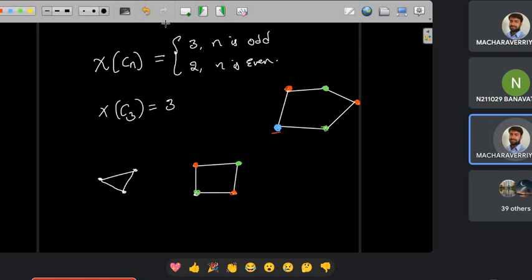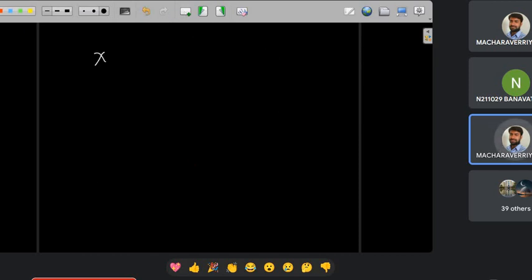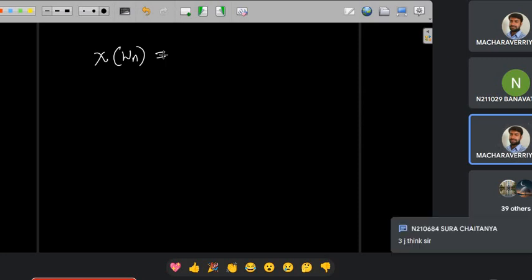Okay, so now I'd like to ask about the wheel. What is the chromatic number of a wheel? I hope you know what a wheel is. You take a cycle, and in the middle you take one more vertex, and you connect the new vertex to all other vertices. So that is a wheel, Wn. So how many colors do you require? Is 3 enough for a wheel?